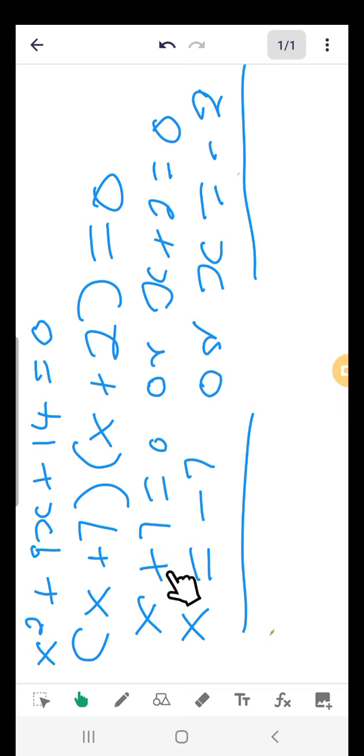7 here is in a positive sign. Now we get x is equal to negative 7, because 7 was positive, and when we take it to that side of the equation, obviously it changes the sign and becomes negative. So it's going to be x equals negative 7. Also here we've got x and 2, which is positive, so we take 2 to the right side, jumping the equal sign, also changing the sign to negative. x equals negative 2.